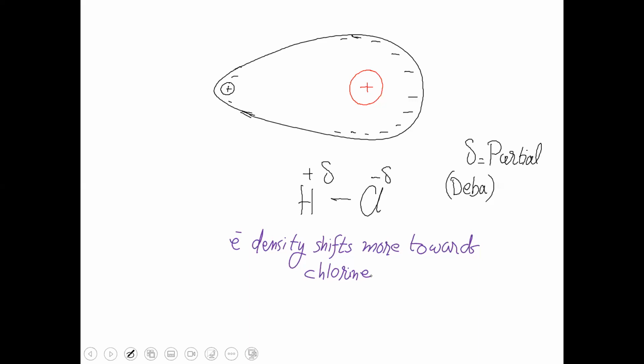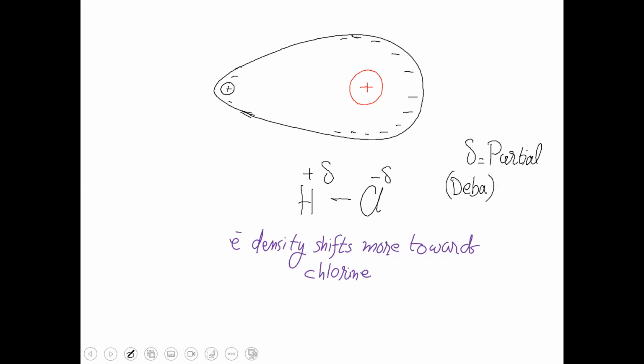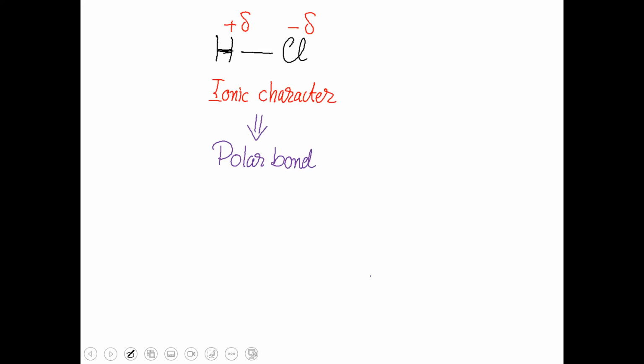It shifts more towards chlorine because it has a higher electronegativity. Yes, now you got the concept, and chlorine is more electronegative than hydrogen. This is a very important thing to remember, that electronegativity is the source of this polarity. Now, this is called the ionic character. Have you copied it? Yes. Okay, now copy this.